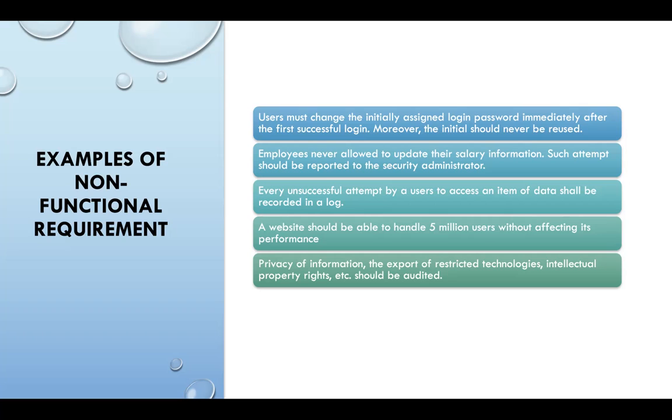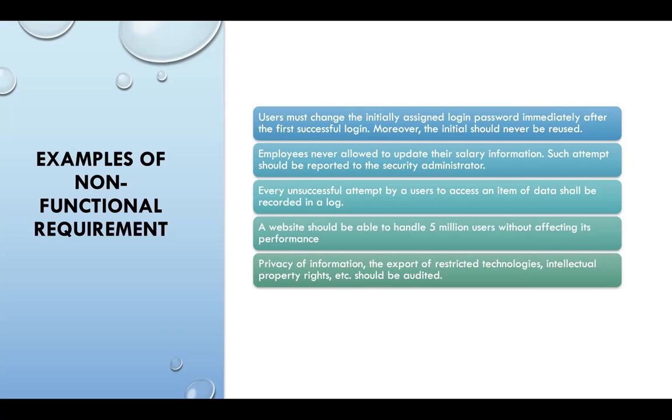All right, the last one here is an example of a non-functional requirement. Guys, keep in mind privacy of information. The export of restricted technologies, intellectual property rights, etc., should be audited. So this is another great example of a non-functional requirement: privacy of information, export of restricted technologies, intellectual property rights, etc., should all be audited.